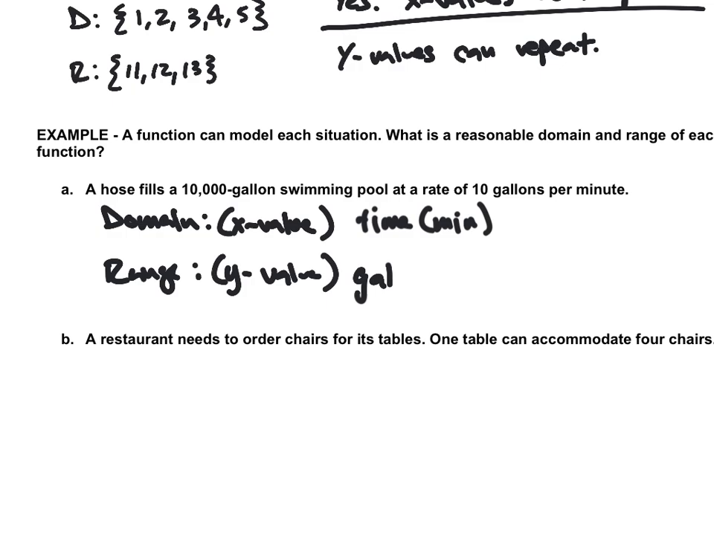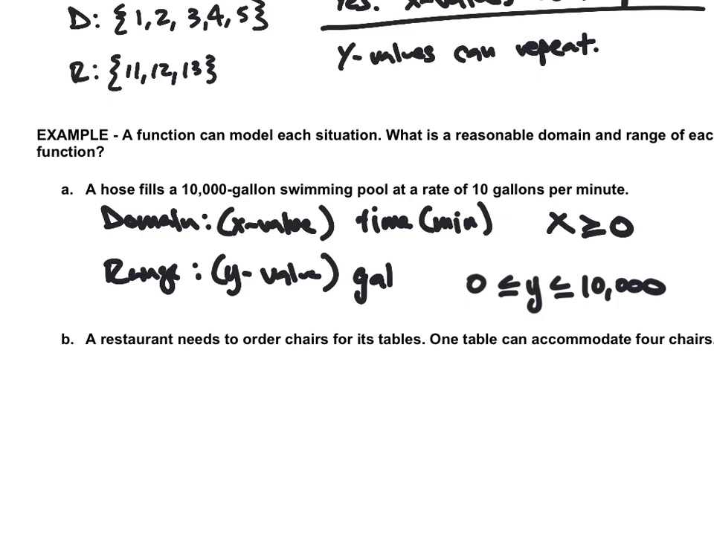However long you're filling up that swimming pool will depend on how many gallons are in it. Now, one of the things that we have to understand is that your domain, your X value, you can't have negative time. So your X value would be greater than or equal to 0, okay? Now your Y value, your range, remember, you can either have 0 gallons, okay, or the max is 10,000 gallons. So what you would do for this is you would say 0 is less than or equal to Y is less than or equal to 10,000.